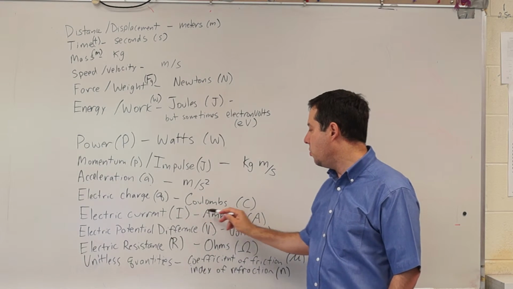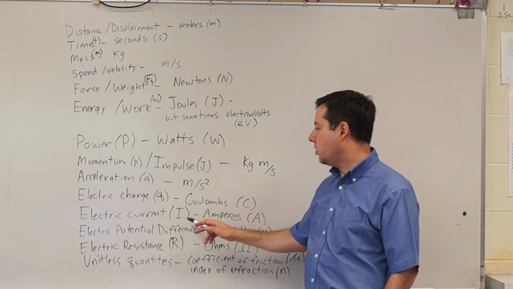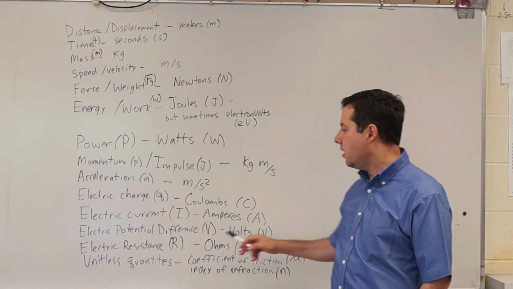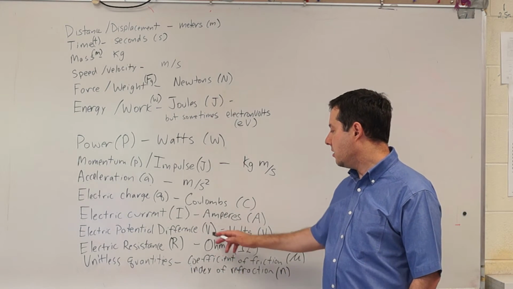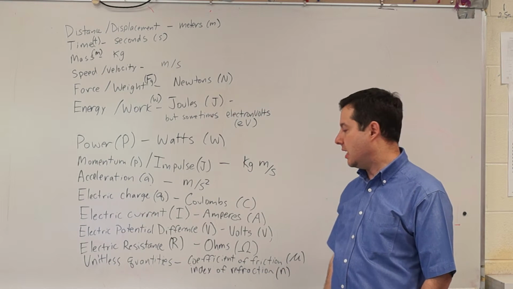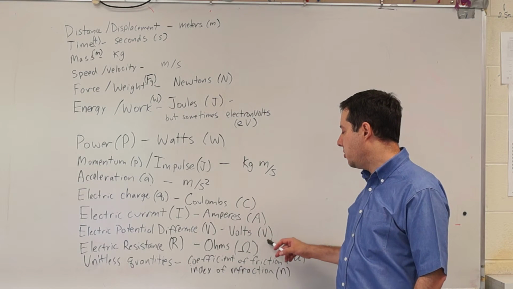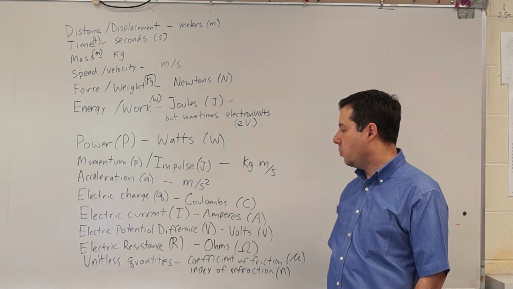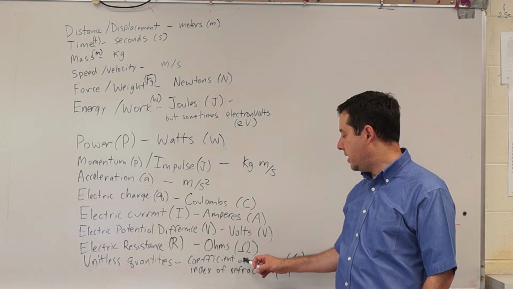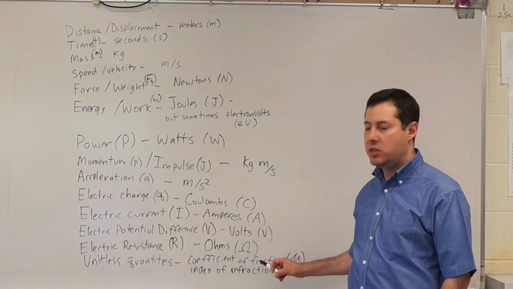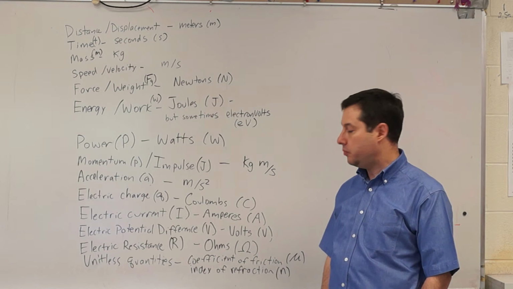Electric charge, Q, goes in coulombs, C. Electric current, I, is in amperes, A. Electric potential difference, which is sometimes called voltage, has a letter V associated with it. That's where you get V from voltage, and it's measured in volts, V. Electrical resistance, R, is in ohms. Now, ohm is a person's name, but the symbol for it when we use units is a little omega symbol.